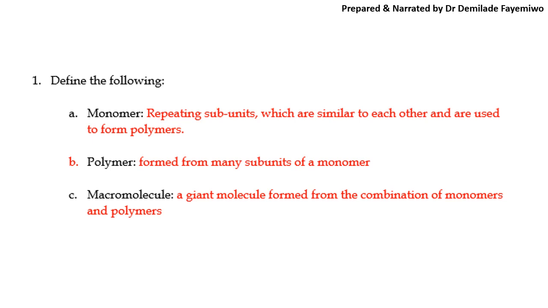And a macromolecule is basically a giant molecule that is formed from the combination of monomers and sometimes from the combination of polymers as well.